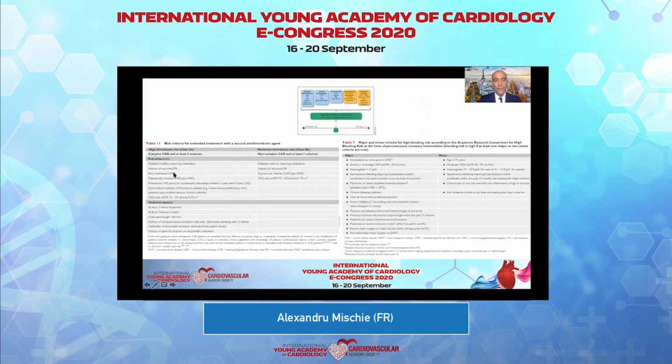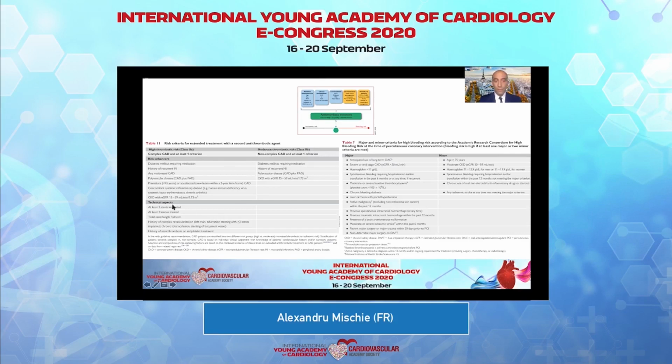And here I inserted the risk criteria for extended treatment with a second antithrombotic agent. Now, we can have the risk enhancers, which are the diabetes, history of recurrent myocardial infarction, any multivessel CAD, polyvascular disease, premature or accelerated coronary artery disease, inflammatory disease, or renal function disease. Also, we can have diabetes mellitus, history of recurrent myocardial infarction, polyvascular disease, and again, renal disease.